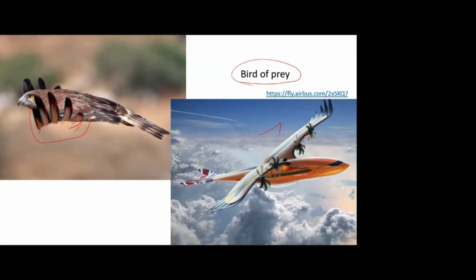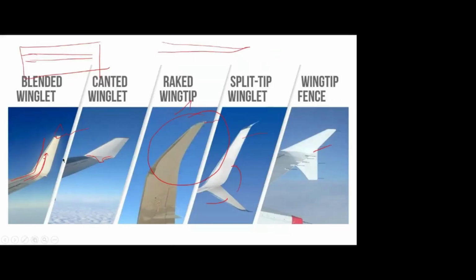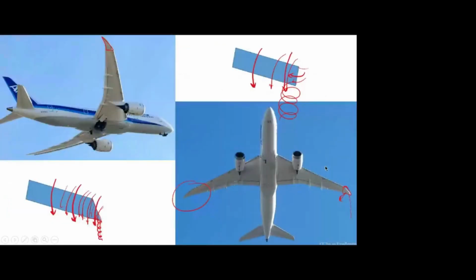It is just a conceptual design. I think they are going to manufacture it here. Okay, but as of now, this raked winglet is the most efficient one. All the new aircraft are going for the raked one, and previous aircraft may have the blended, split, etc. You can find it. Is that clear, winglets?